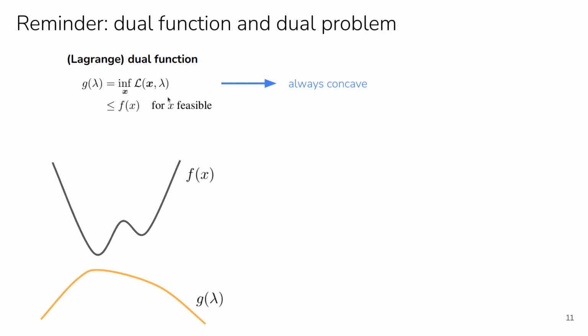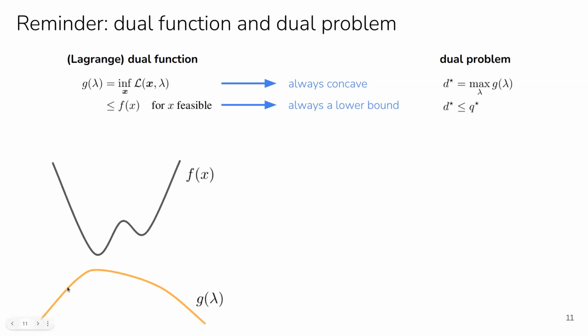And then you can also show that if X is feasible, then this function will always be smaller than f of X for any feasible X. So the dual function always gives us a nice lower bound on our original problem. In particular, when you talk about the dual problem, that just means we take our dual function and we maximize it over lambda. Then the maximum is going to be smaller or equal to the minimum of the original problem. And just graphically, what that looks like is you have your original non-convex optimization problem.